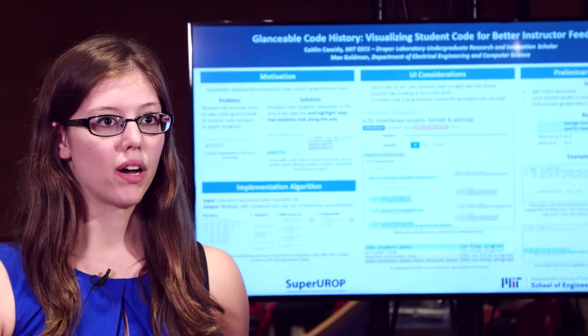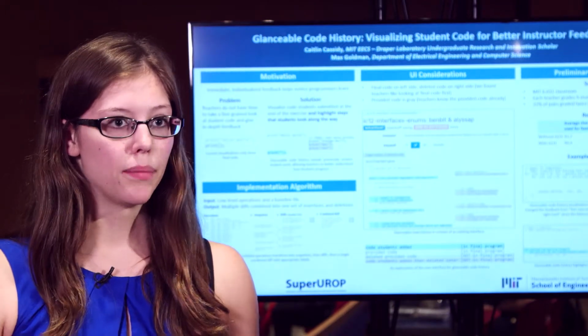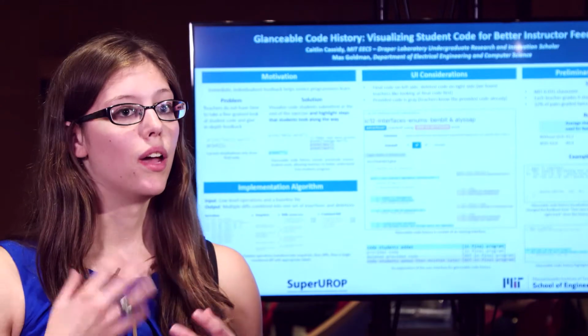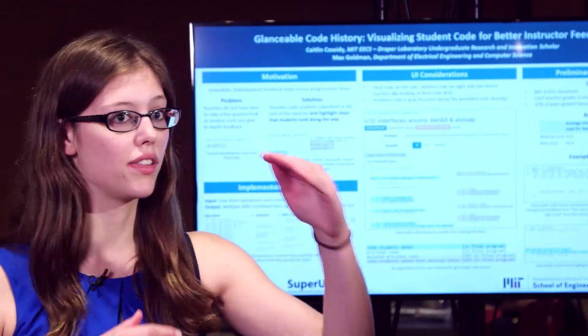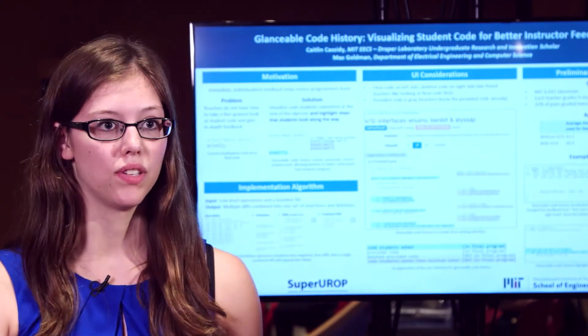So my project is about helping teachers give better feedback by changing what they look at. Typically, when teachers grade code, they only look at a student's final code. And we're investigating whether, if teachers can see, in addition to final code, all the steps that students took along the way, whether teachers can give students better feedback.